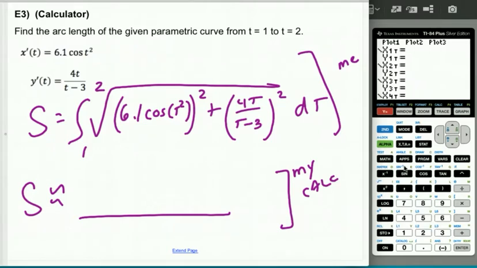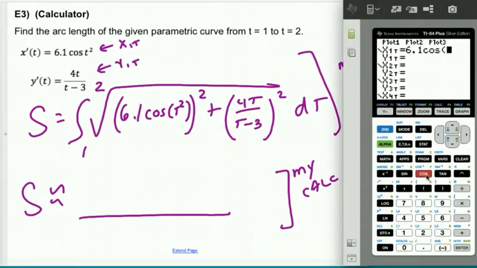I already have x prime and y prime, so I'm going to put this one in as my x1t and this one in as my y1t. Make sure you're in radian mode. I did just check, and I am. So cosine of, make sure the t is squared, not the cosine. So 6.1 cosine of the quantity t squared, and then 4t divided by, because the 4t is a monomial and it's on top, I don't need parentheses. If you're ever anxious about this, just put your entire numerator and your entire denominator in parentheses.